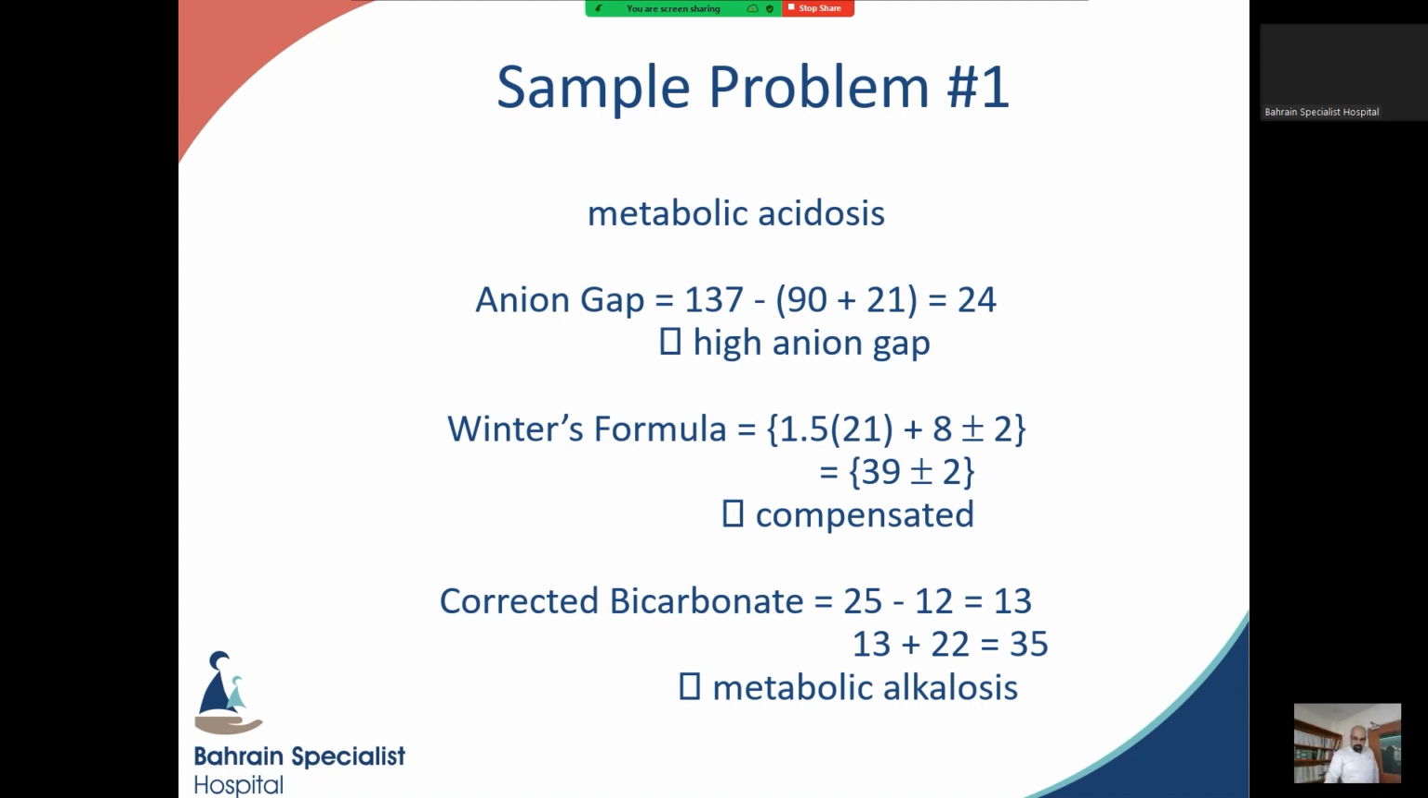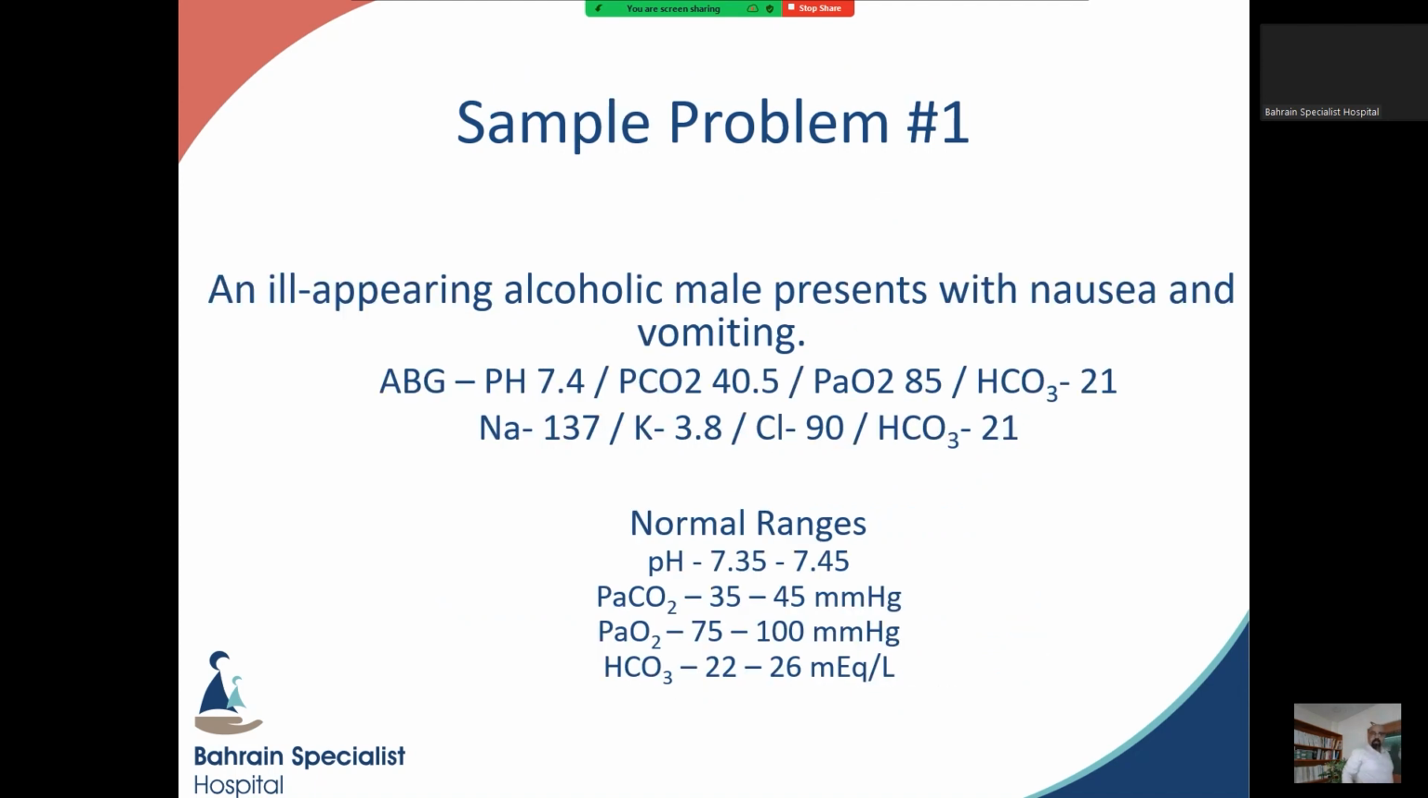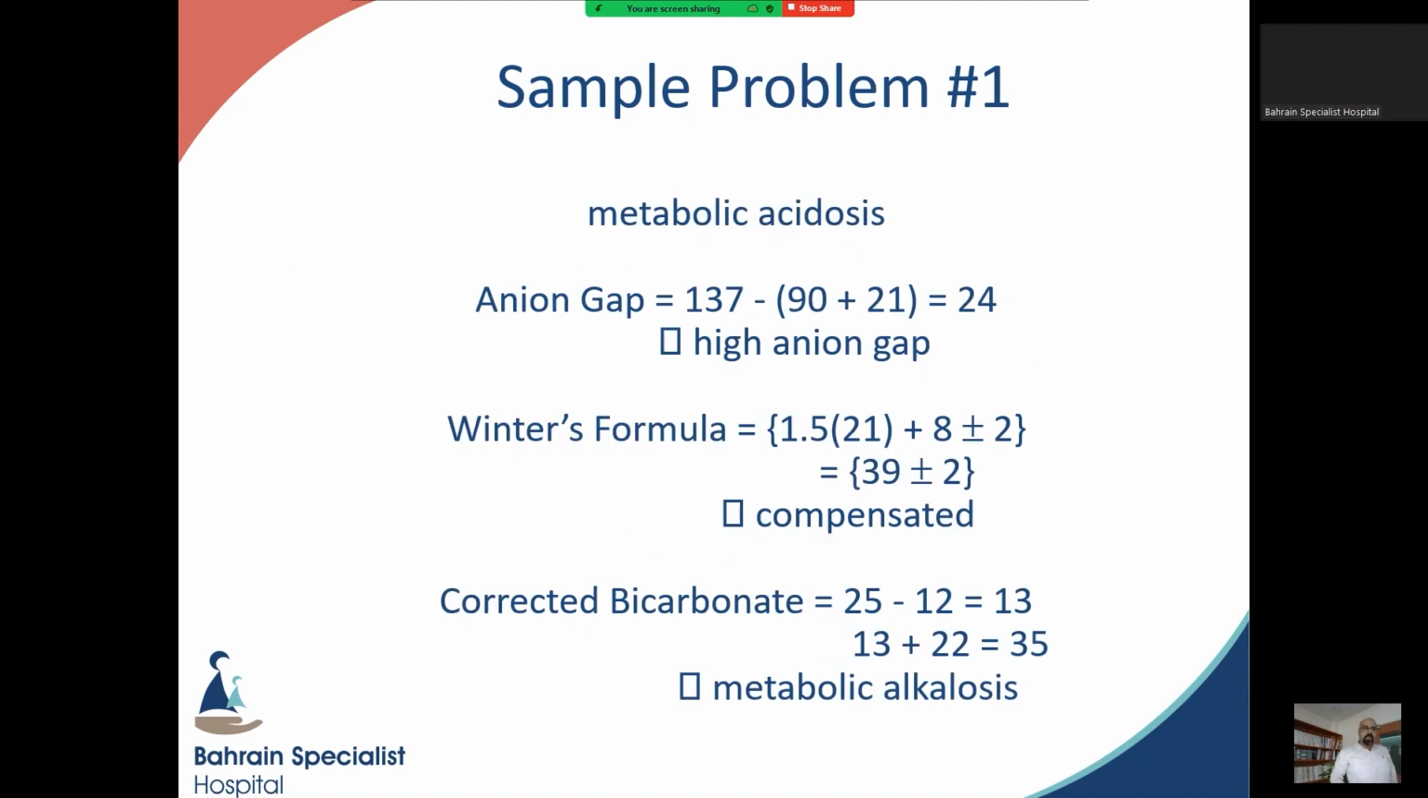When I have a metabolic acidosis, I will use the Winter's formula, which is 1.5 times HCO3 plus 8, plus or minus 2. Here, the Winter's formula is 1.5 times 21, the HCO3, plus 8, it's 39, plus or minus 2. So my PCO2 is 40. By Winter's formula, 39 plus or minus 2, so 41 or 37. So this is compensated. If it's above this number or below this number, now I will talk about it. So this is compensated.